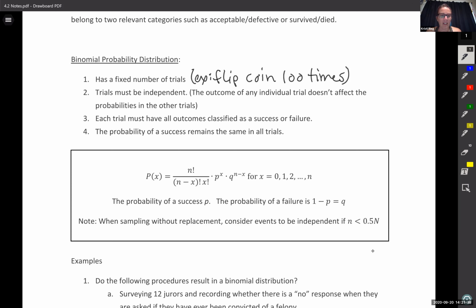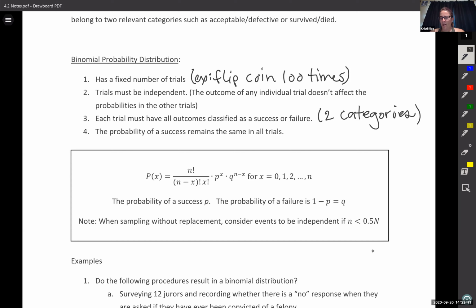Okay, each trial must have all outcomes classified as success or failure. We can only have our two choices, our two categories, and one of them is going to be good and one of them is going to be bad. It depends on what we're talking about. You might think survived and died, well, survived must be the success. Well, I'm going to argue that it doesn't have to be the success. It just depends on the way the question is worded. So you'll be able to tell by the question which one's a success and which one's a failure.